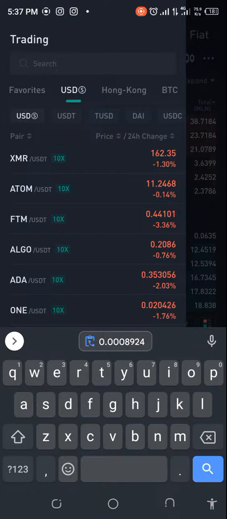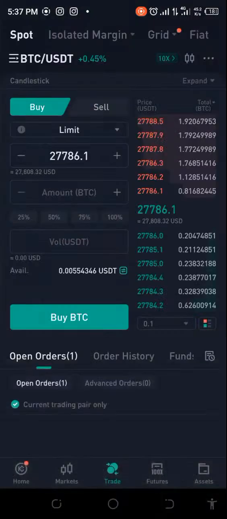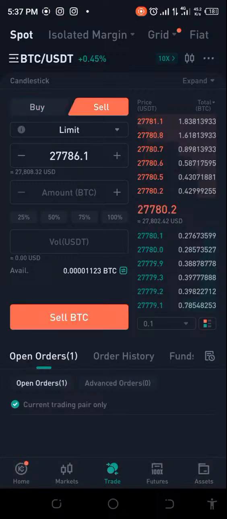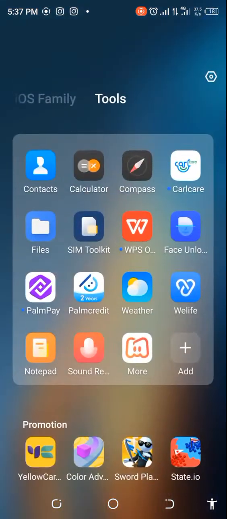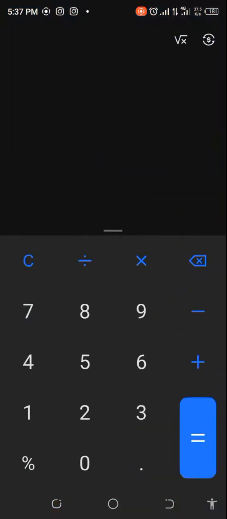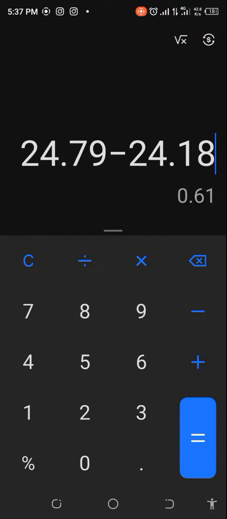Okay, let's go to BTC USDT and see whether we're going to make anything with this. Let's put it in here. That's 24.796, so what this is giving me is 24.79. Minus 24 plus 1.8. Okay, we'll make 61 cents.